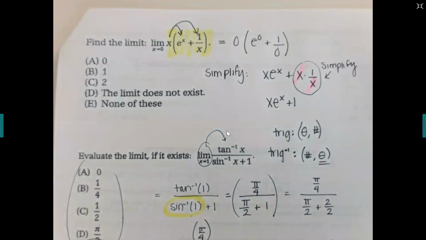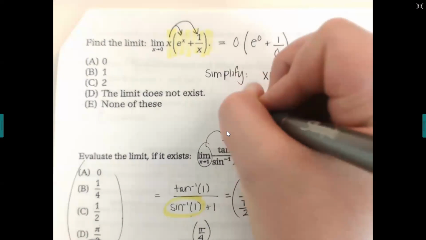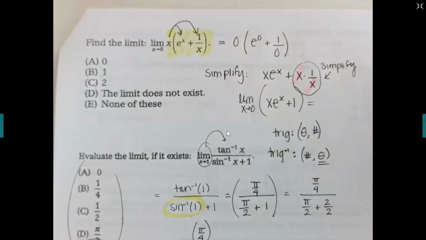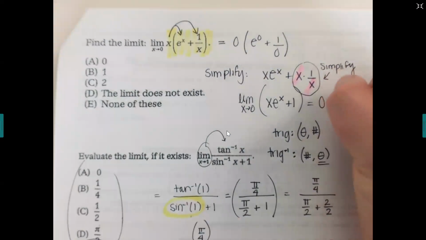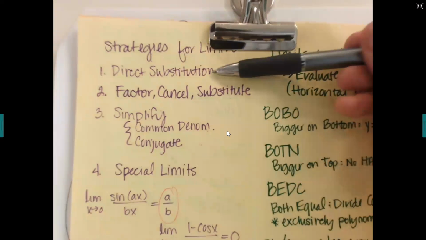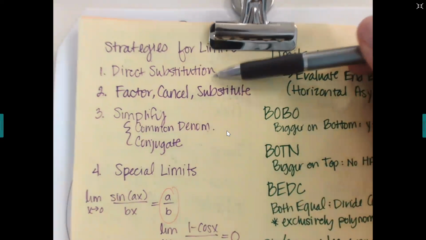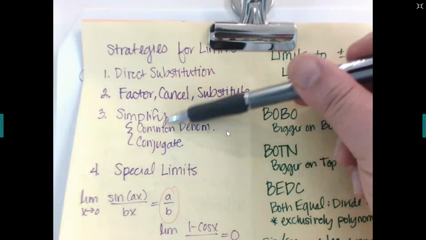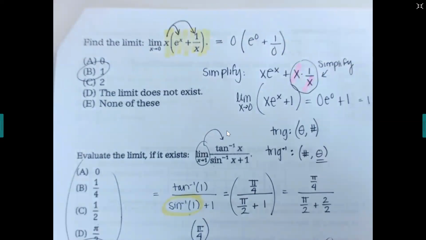And then from there, what was x approaching? 0. So then plug in your 0 to that, what would you get? 0 times e to the 0 plus 1. 1, 1. So that would come out to 0, but then 0 plus 1 would be 1. Make sense? So if you look back at your little study sheet, remember, you try to plug it in if you can. You try factor and cancel if you can, and then simplify. There are a lot of different ways to simplify, but multiplying would be one.